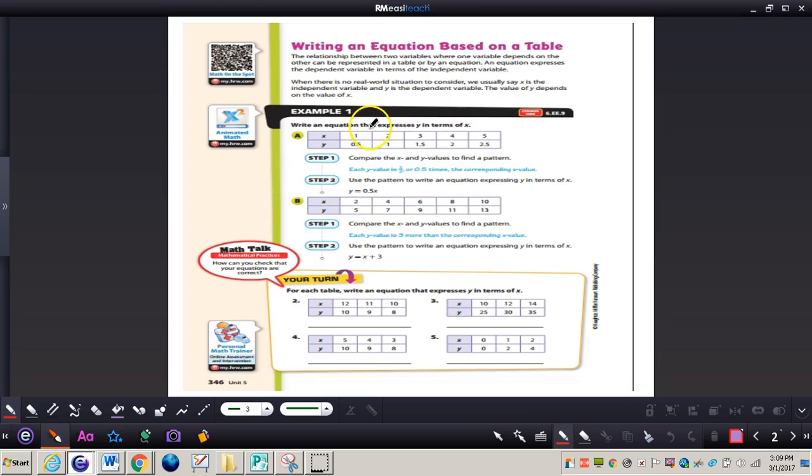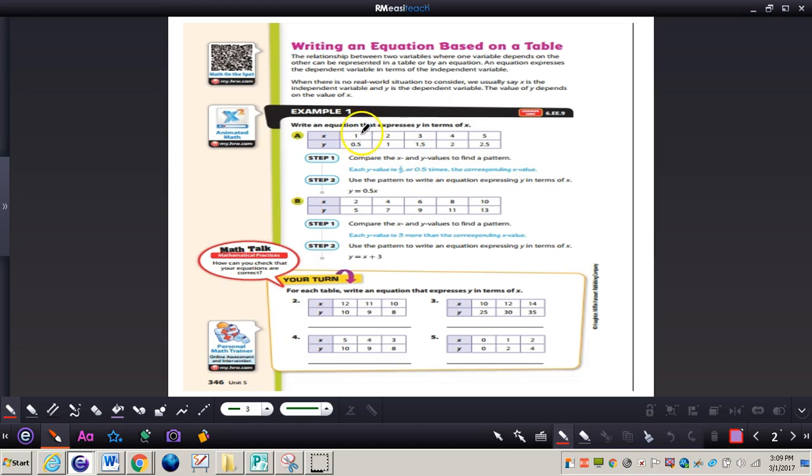So we can see x is 1, y equals 5/10. X is 2, y equals 1. X is 3, y is 1.5. So what we need to do first of all is compare the x and y values to find a pattern. All right, so we can see each y value is 1/2 or 5/10 times the corresponding x value.